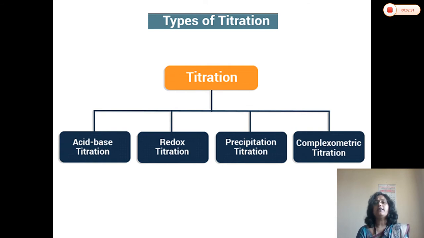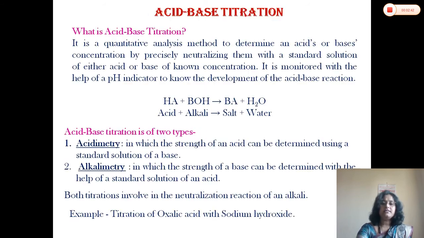Now there are different types of titration, basically four types: the acid-base titration, redox titration, precipitation titration and the complexometric titration. Let's discuss one by one. The very first is the acid-base titration. Now what is the acid-base titration?